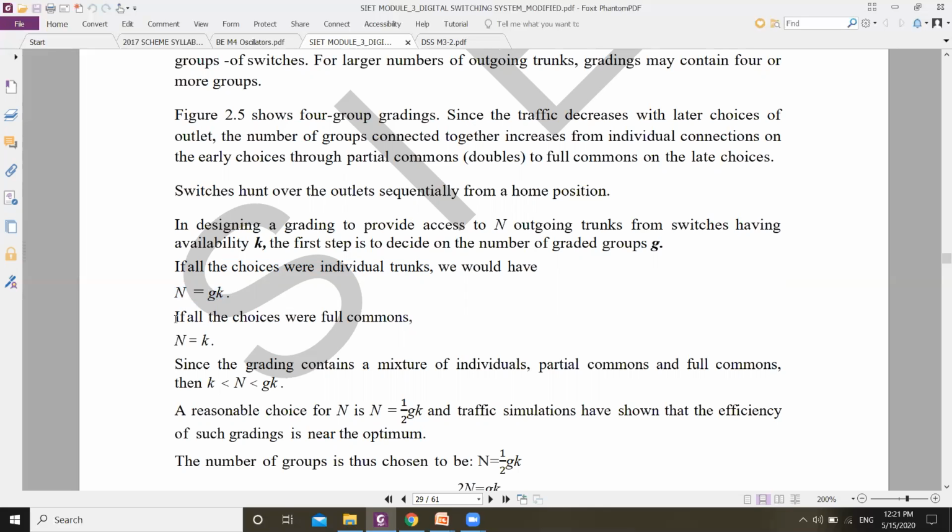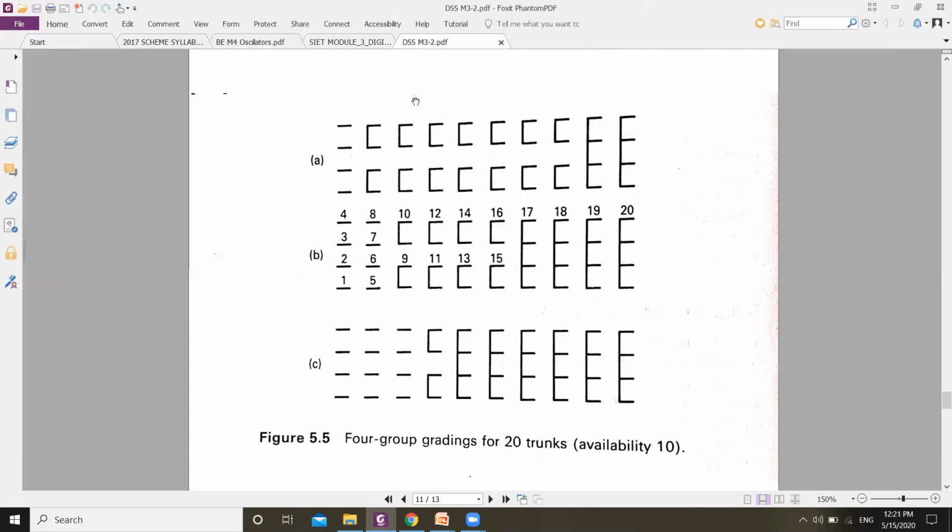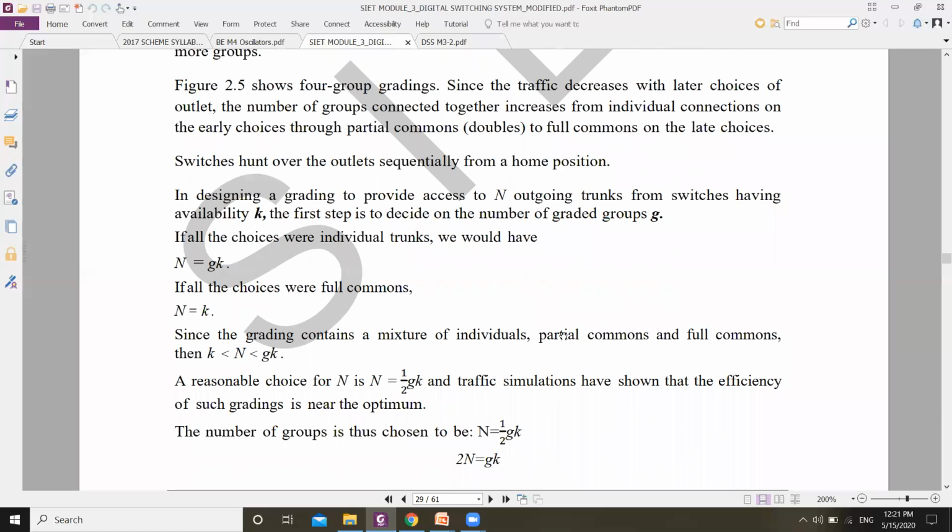Fine. The second condition is, if all the choices were full commons, then we'll be having n is equal to K. And since the grading contains a mixture of individuals, partial commons, and full commons, that is what is shown over here. So what it is trying to say is that n, the number of trunks, will lie between the availability K and G into K, that is, the factor multiplied by the number of groups and the availability.